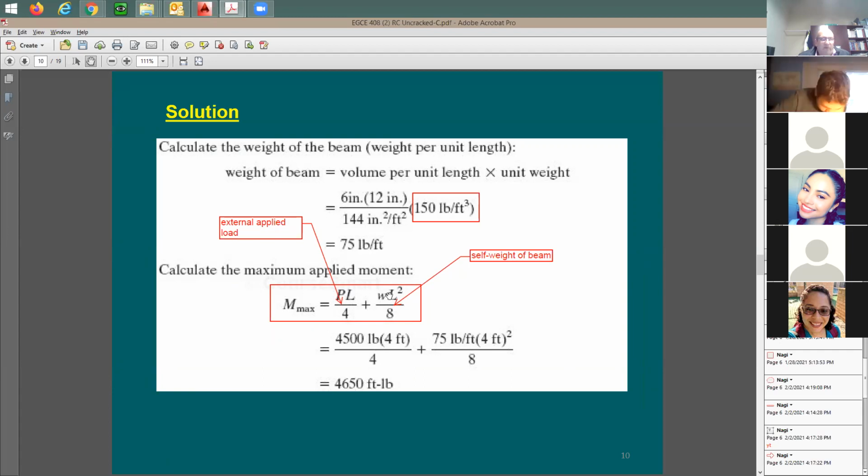How about for the uniform load, the self weight, 75 pounds per foot times the span, WL squared divided by 8. Now this moment here, if you notice that we are using feet when it comes to span and distances, and for the force we use pounds. So the moment needs to be 4650 pound foot.